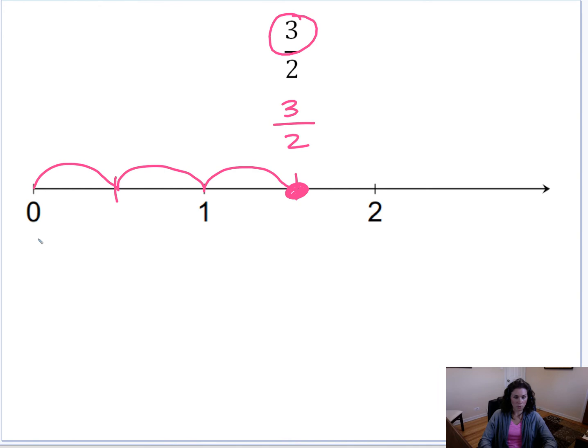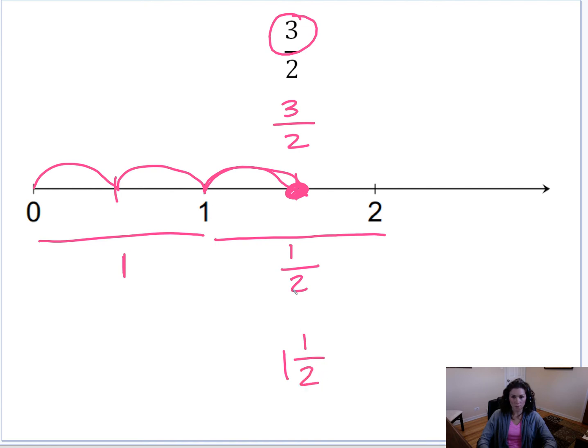And for my equivalent fraction, from 0 to 1 I traveled the whole thing, but from 1 to 2 there were 2 parts, but I only went 1 of them. So my equivalent fraction is 1 1/2.